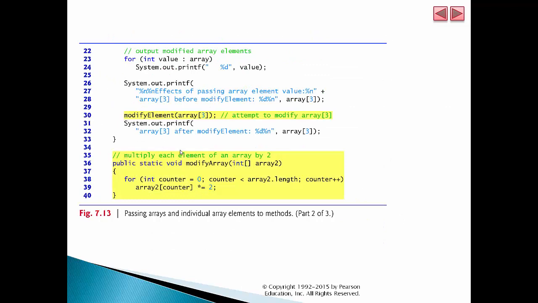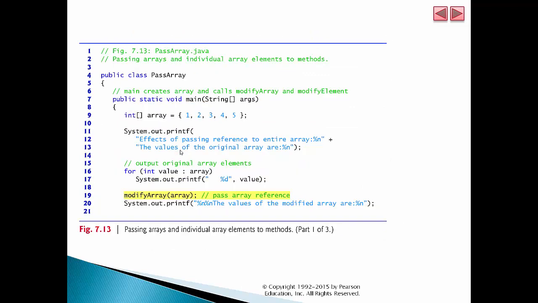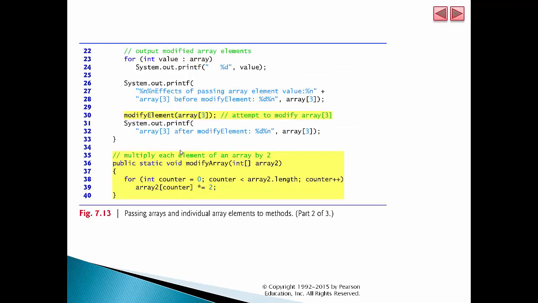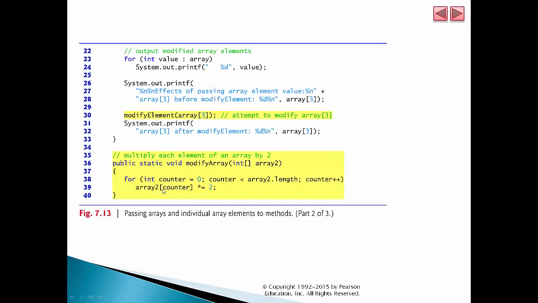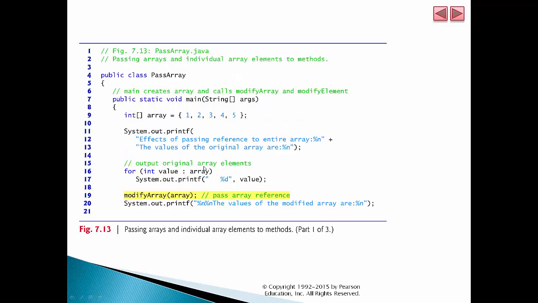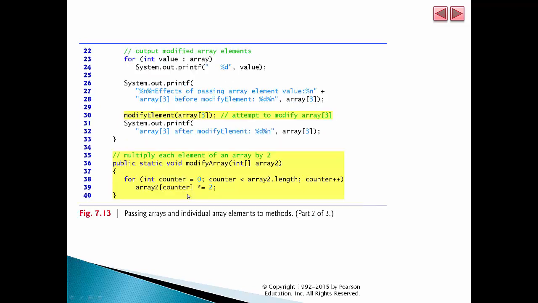So when you pass to modifyArray, this method takes an array as an input, right? Then let's say you modify each element of the array, so each element of the array will be multiplied by 2. It will be affected. This will indeed change this array. So you can test this particular case here, and it will be changed.